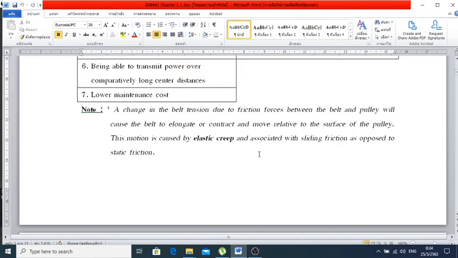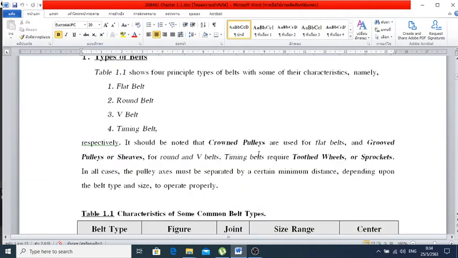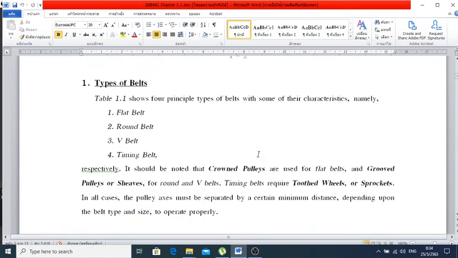Okay, let's go over more details of the belts. Typically, we're going to have four types of belts in power transmission. Number one, of course, is the very simple flat belt.